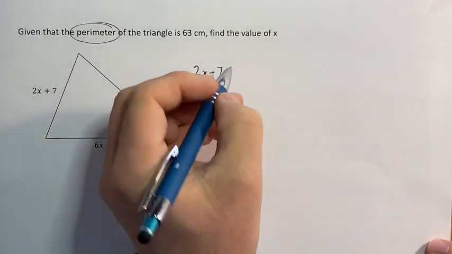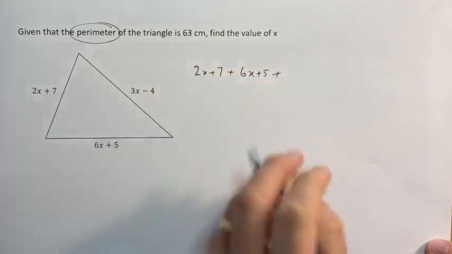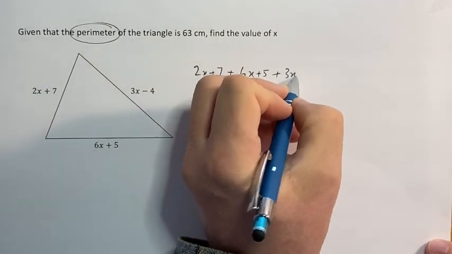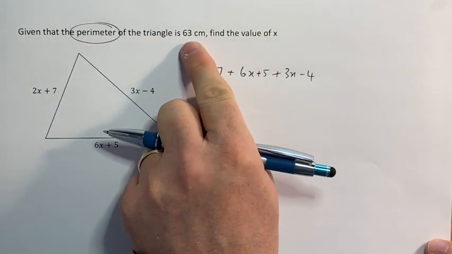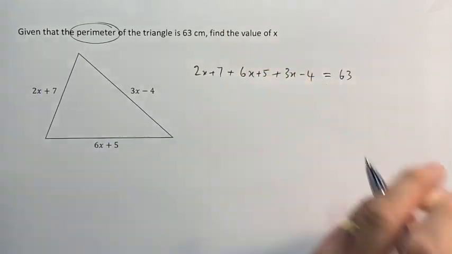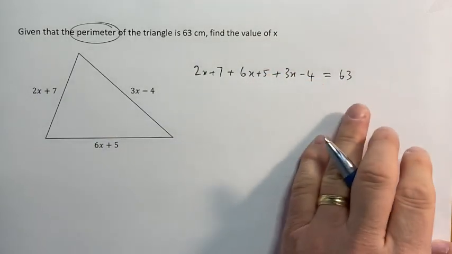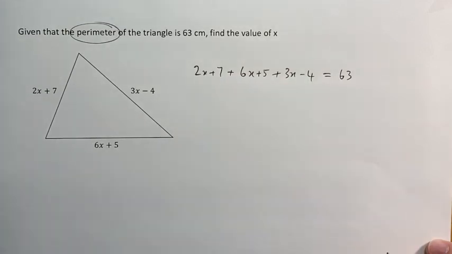I add that side to that side to that side, because I'm told that the perimeter of the triangle is 63. That is a must. You write that down first. Now you tidy that up.